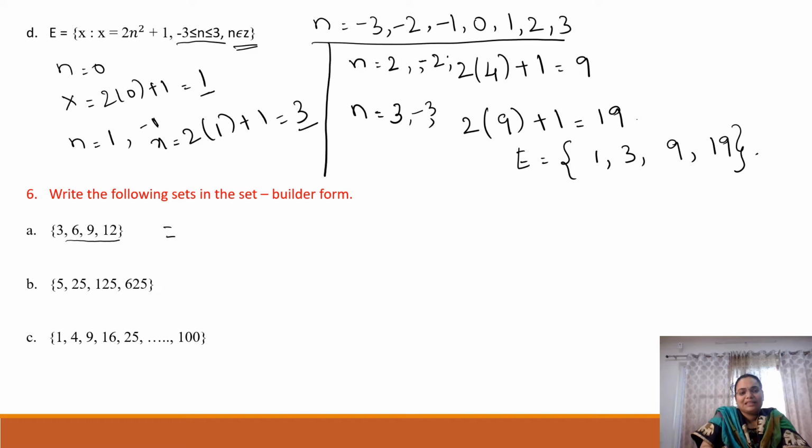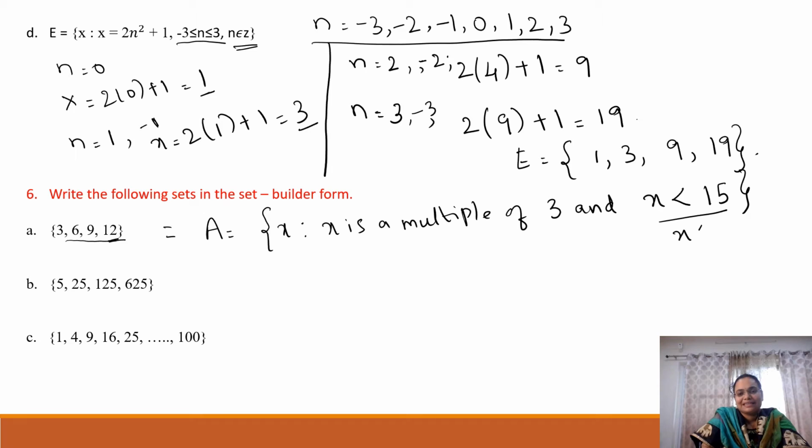Now write the following sets in the set builder form. See this, these are the multiples of 3. So A equals x such that x is a multiple of 3. It is ending at 12, right? We are not taking 15 because we have a condition that x is less than 15, or x is less than 13 also, it is fine.